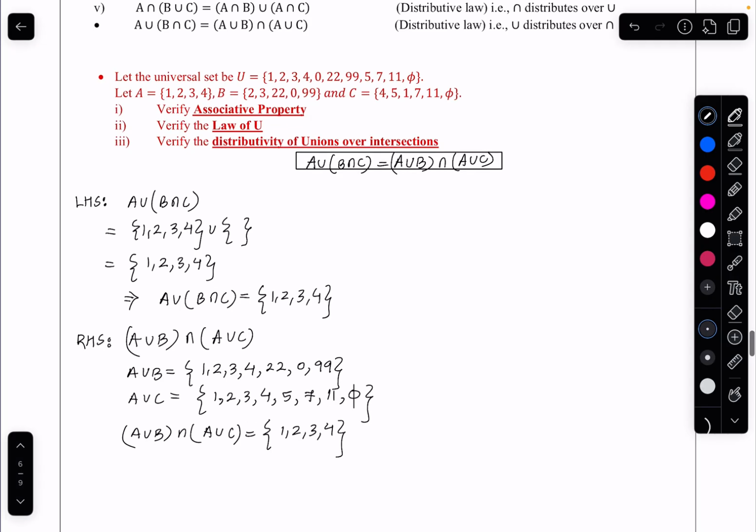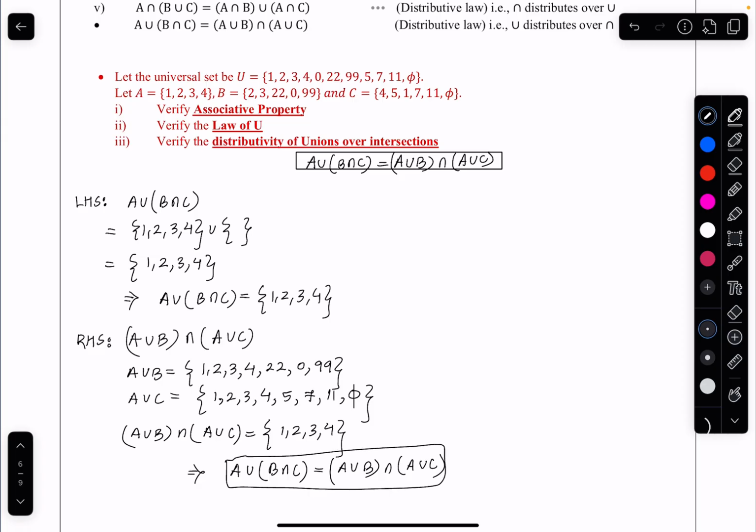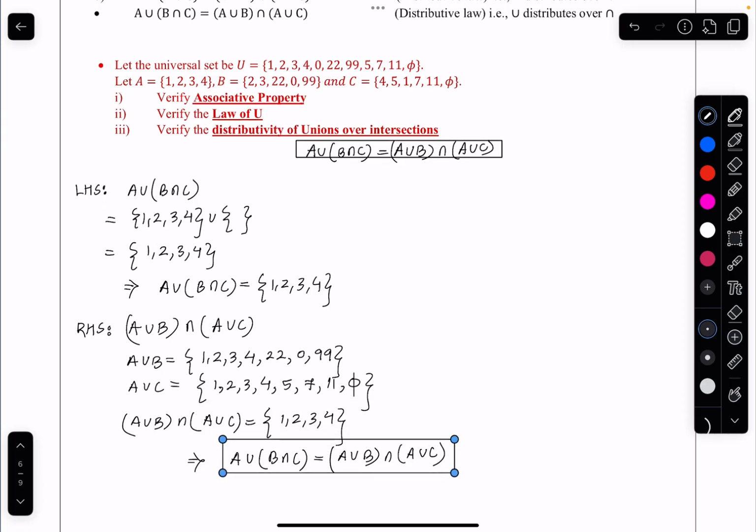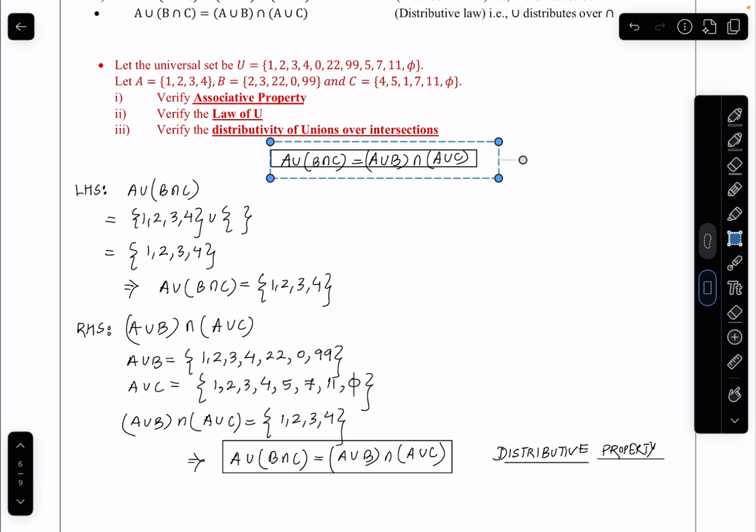So we observe then again the left hand side set, which was (A union B) intersection C, is actually equal to union of A with B intersection union of A with C. So this is the distributive property verified here. The distributive property of intersection over unions can also be verified in a similar manner. So this verifies the result we were talking about, distributivity of union over intersections.